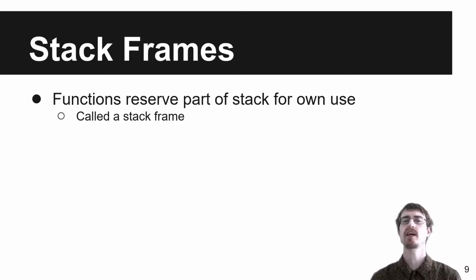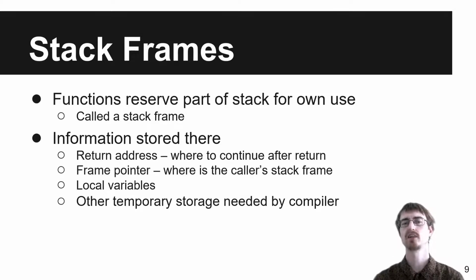So, a stack frame is a part of the stack that is reserved by a function for its own use. So whenever you call the function, it needs some space to store important state, such as local variables, and it gets a small part of the stack for that purpose. Now this part of the stack is then called a stack frame. So what information is stored there? So it's not just the local variables, but there's also some other stuff, such as the return address.